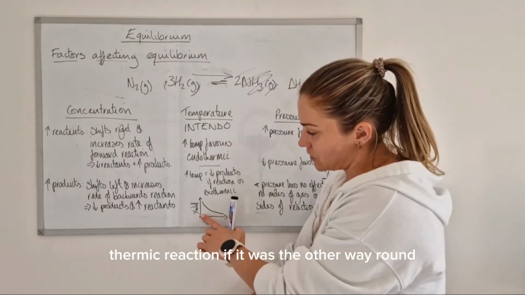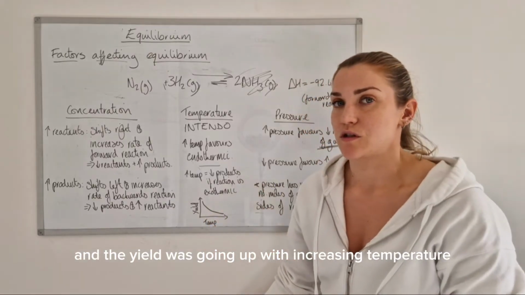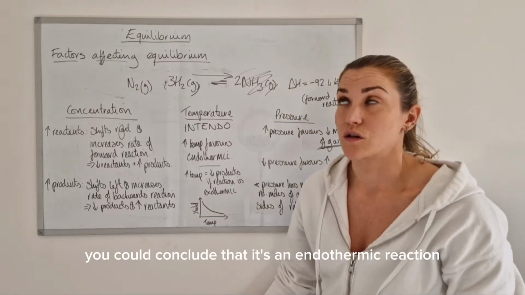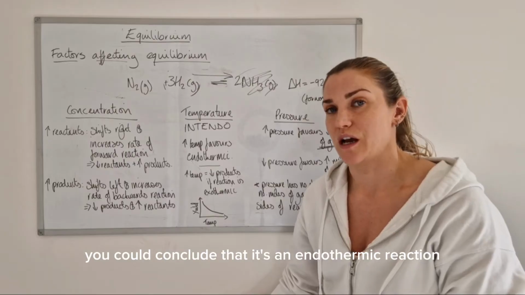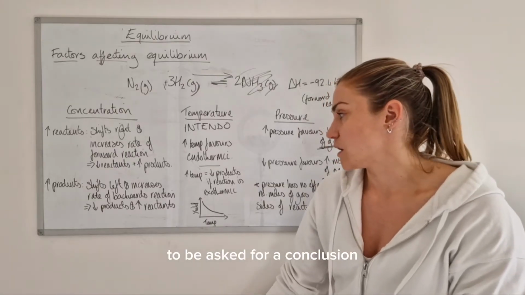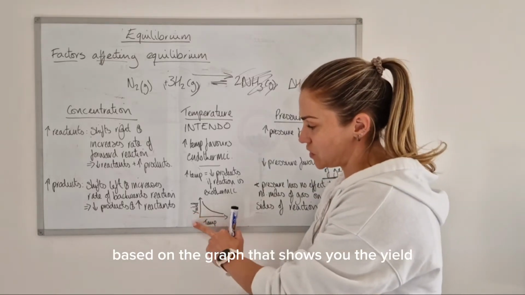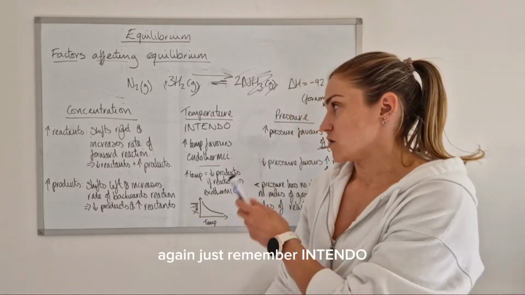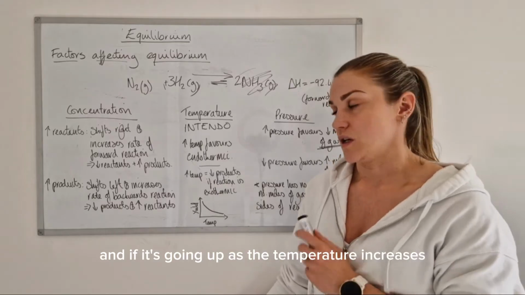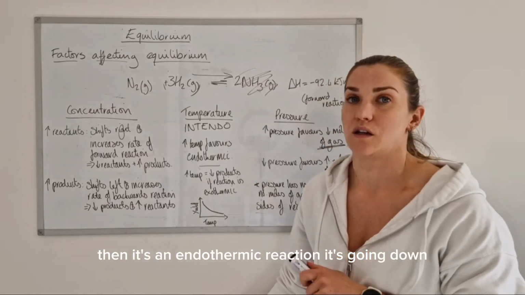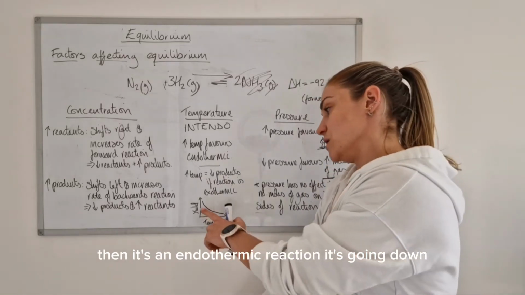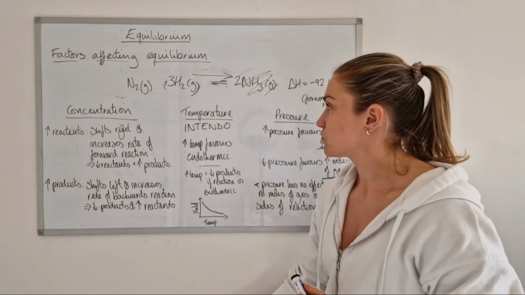If it was the other way around and the yield was going up with increasing temperature, then you could conclude that it's an endothermic reaction. So if you are asked for a conclusion on the enthalpy change of a reaction based on a graph that shows you the yield, again, just remember endo. If it's going up as the temperature increases, then it's an endothermic reaction. If it's going down, it's exothermic.